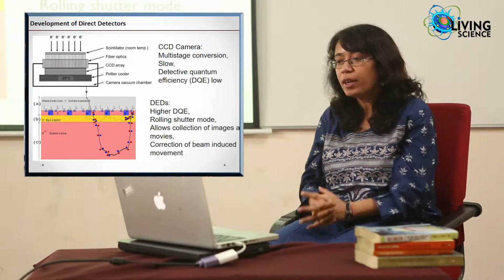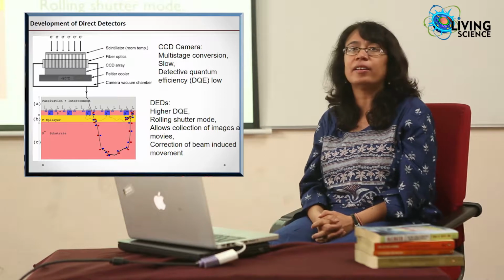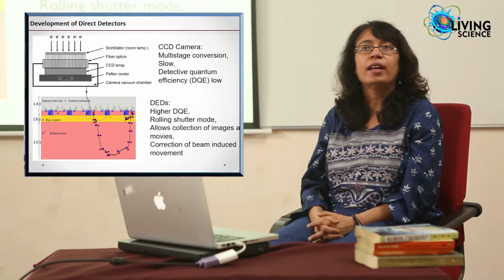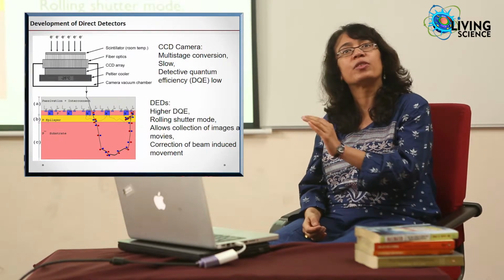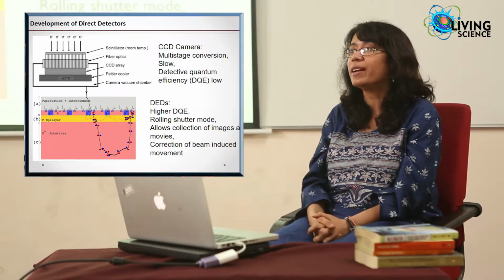Now, CCD cameras carry out multi-stage conversion of electrons which are transmitted through a sample. Now, they are converted to photons. So there is some information loss along the way. What direct electron detectors do is that they use CMOS technology and they register incoming electrons directly so that there is no information loss. That is one very important aspect.